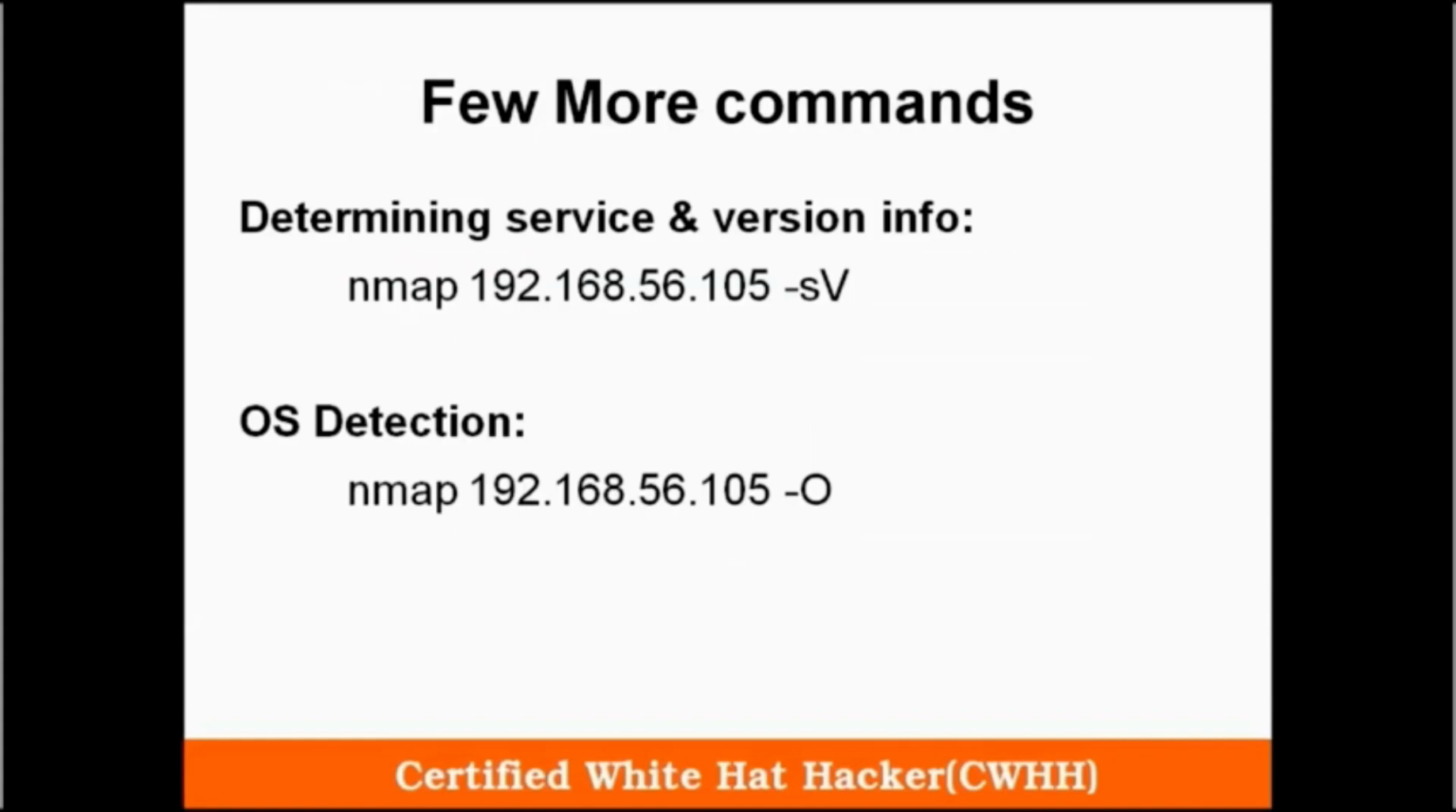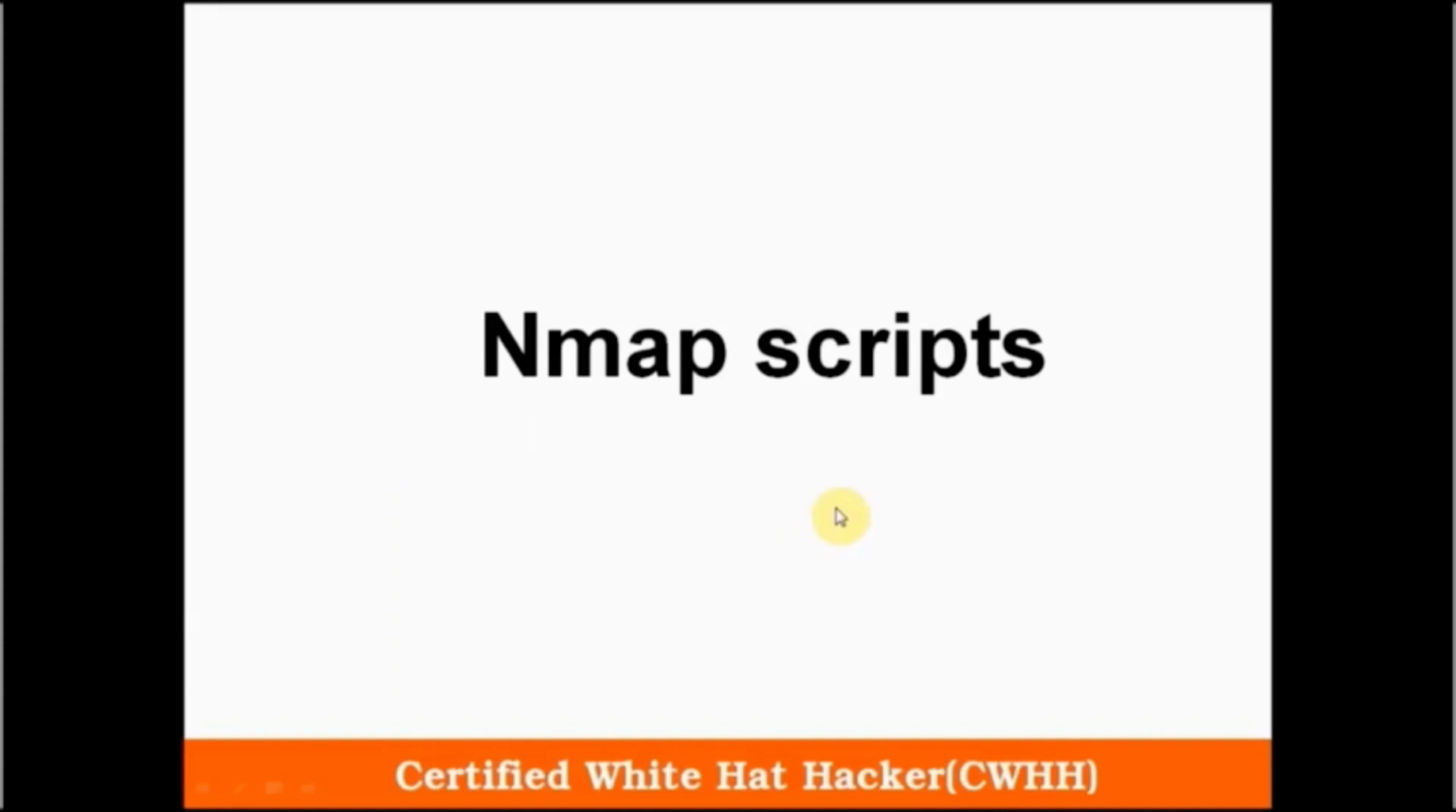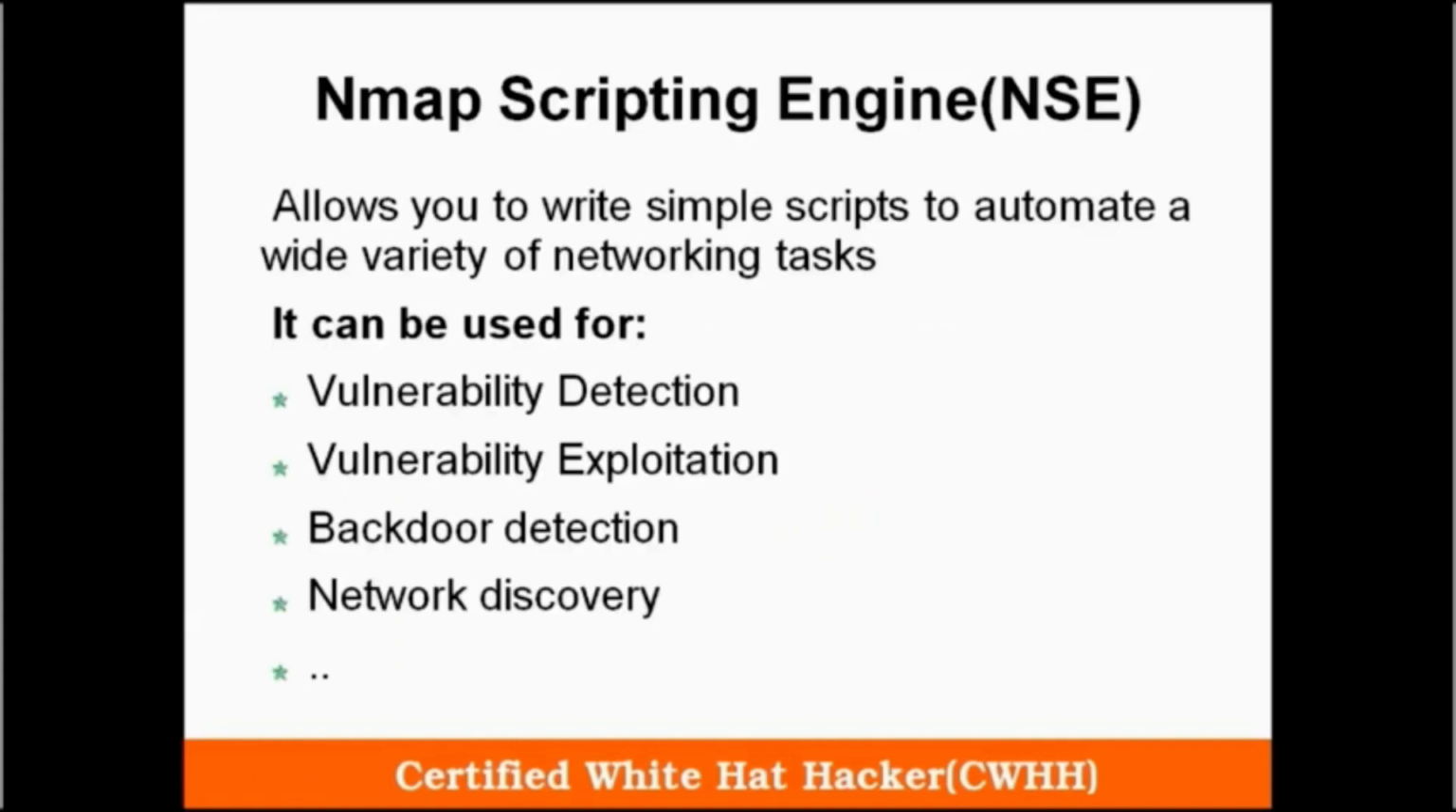So there are a few more commands. If you want to find the services and the version information, then you give nmap space IP address space -sV. And to find the operating system of a target, then you give nmap space IP address space -O. So let's look at nmap scripts.